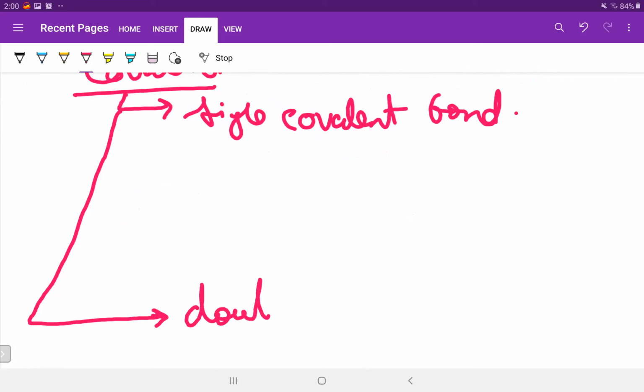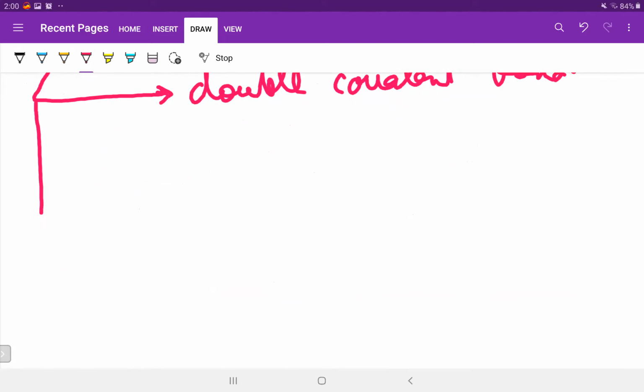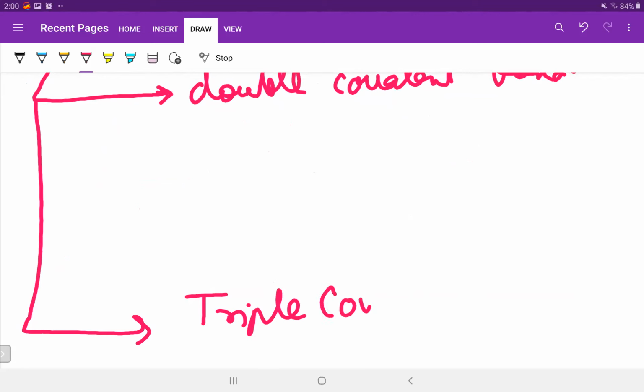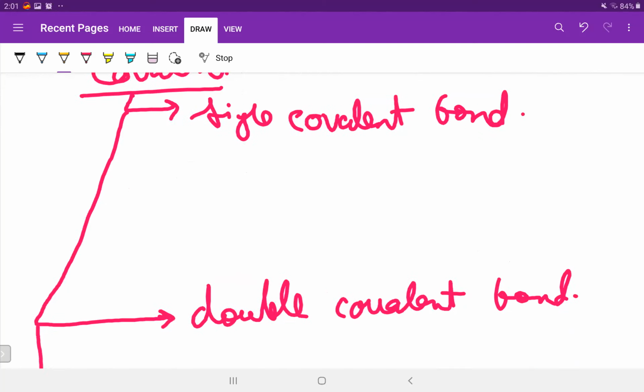Double covalent bond, that means double bond will be there, and then triple. Those who have studied organic chemistry must be knowing about these things, right? See, one bond is called ane, two bonds ene, and three bonds ine. Yes, so triple covalent bond. So this is not organic chemistry. Please don't mix it with that. I'm just giving you an example.